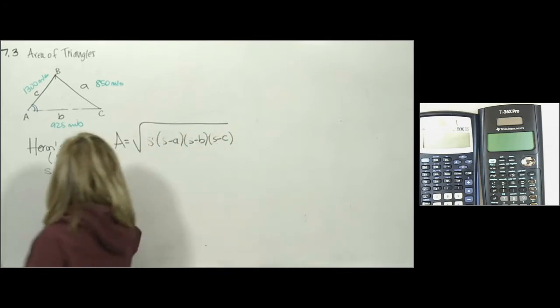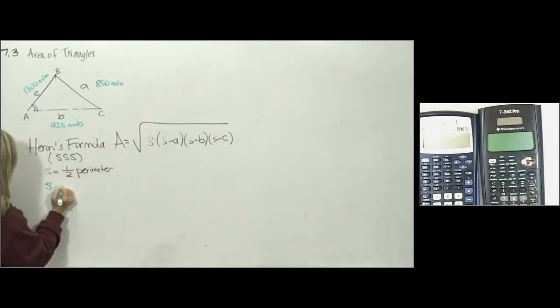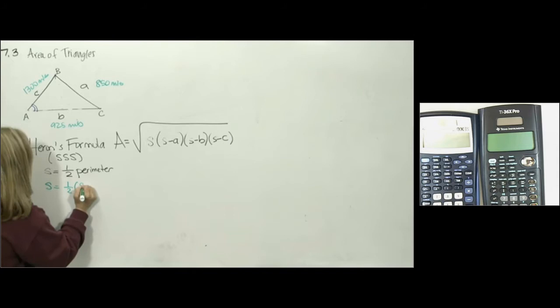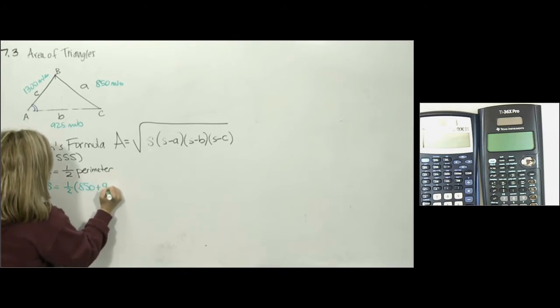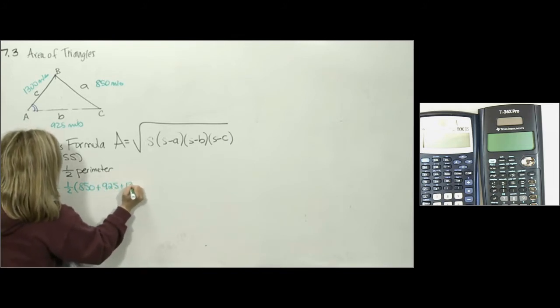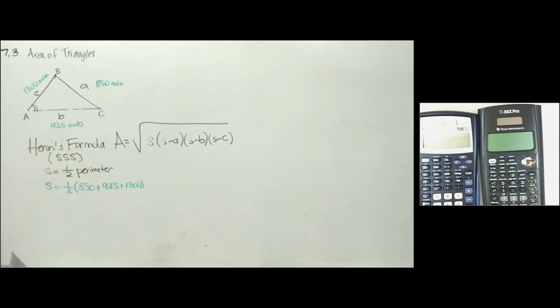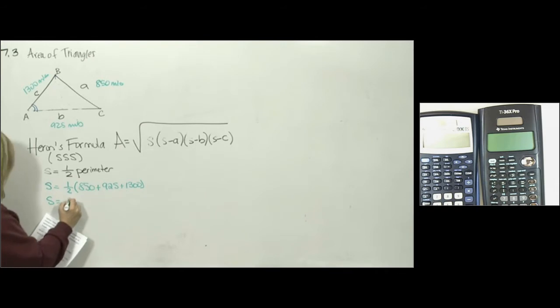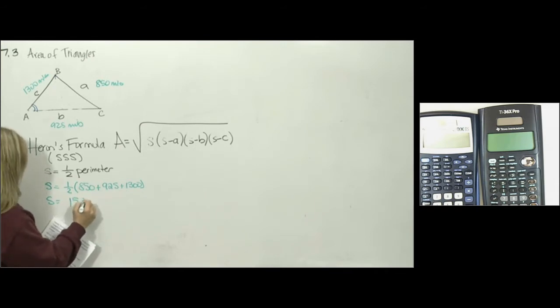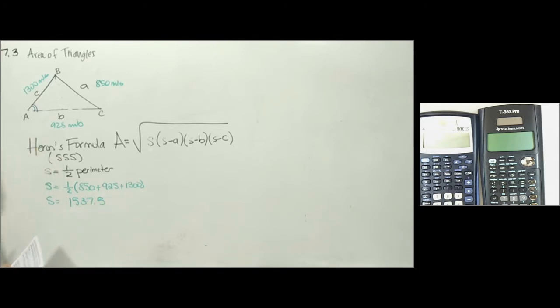We have to find half the perimeter. So we have to find S. So S is 1/2 of 850 plus 925 plus 1,300. Okay? We type that in, and you should get approximately, or exactly, 1,537.5. Okay? Do not round that. Use the exact value. You need to know exactly half the perimeter.